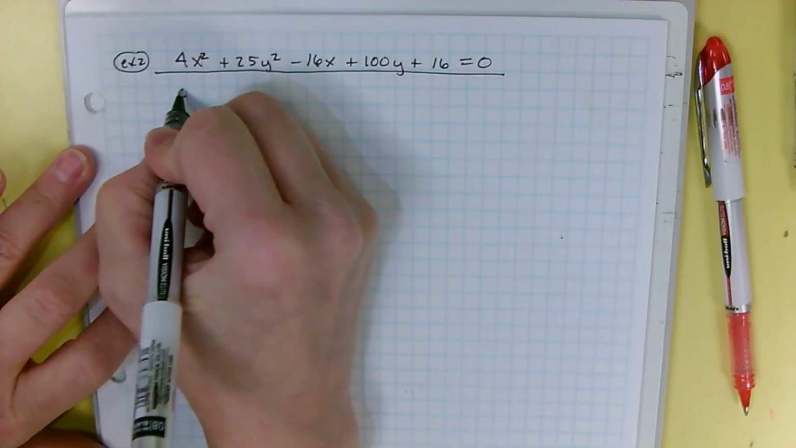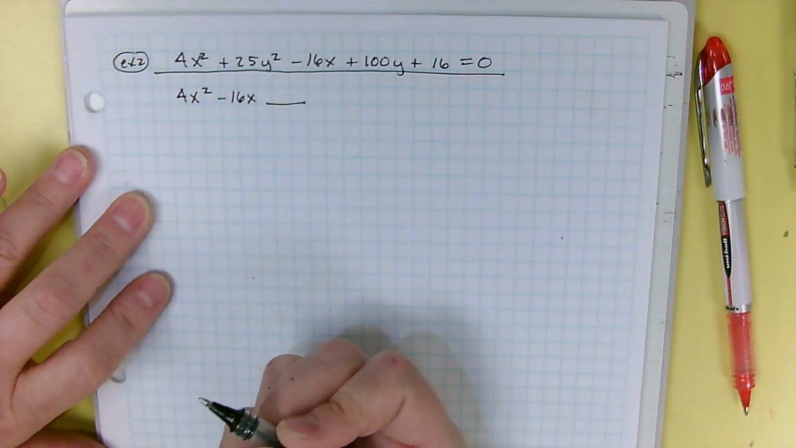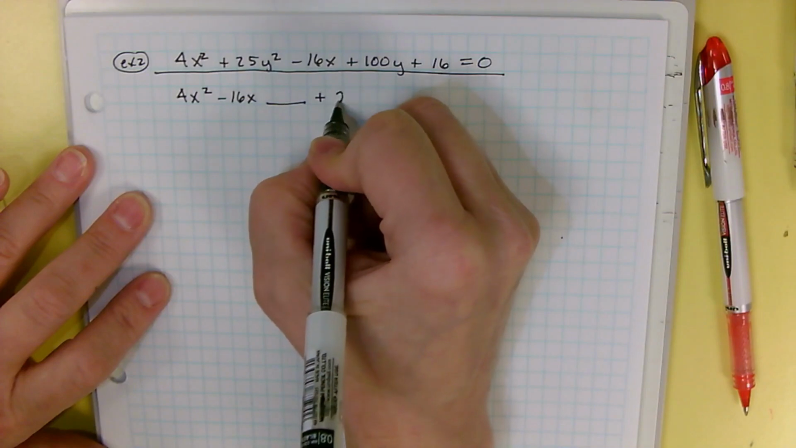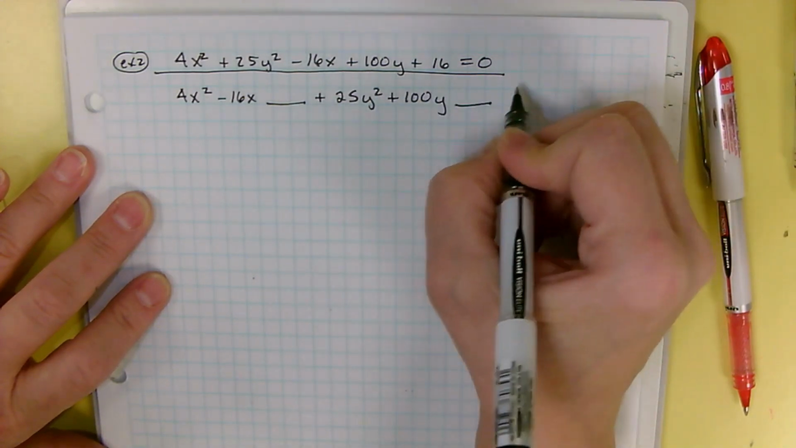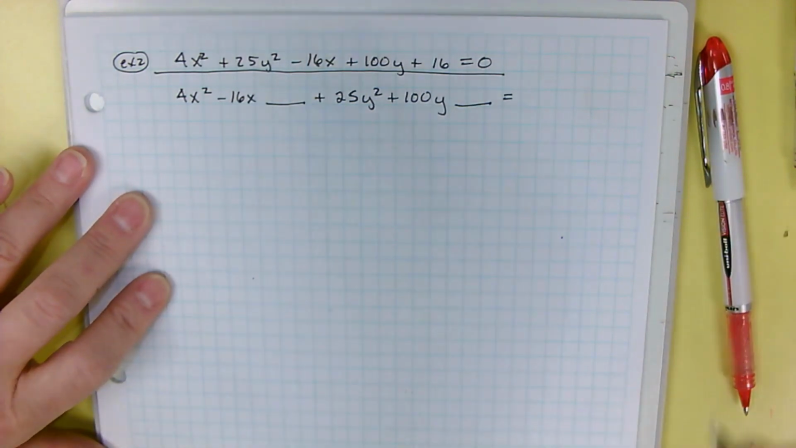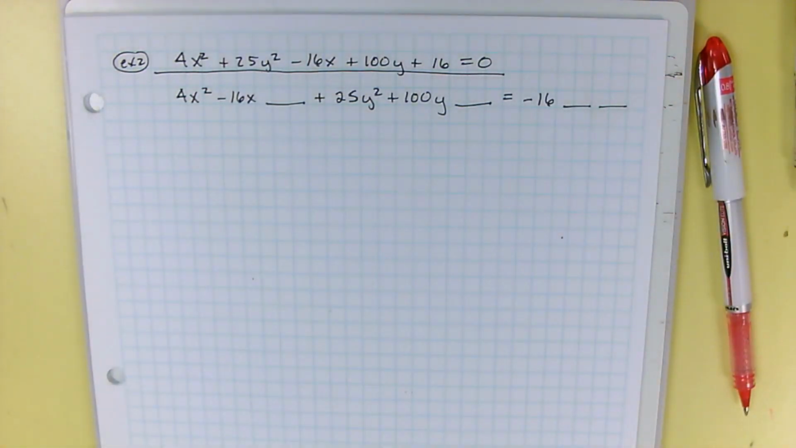So put the x's together: 4x squared minus 16x, leave a space. Put the y's together: plus 25y squared plus 100y, leave a space. Add or subtract numbers to the right, you get a -16, space.